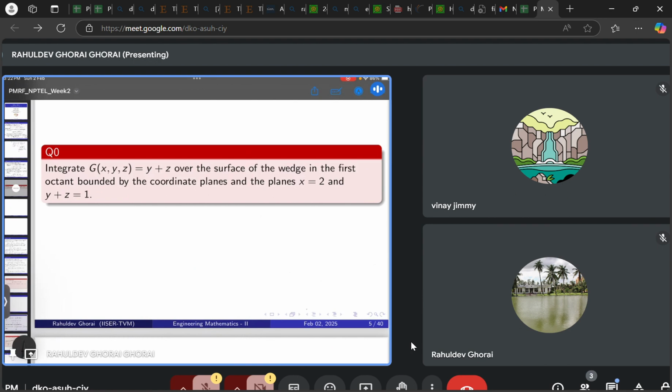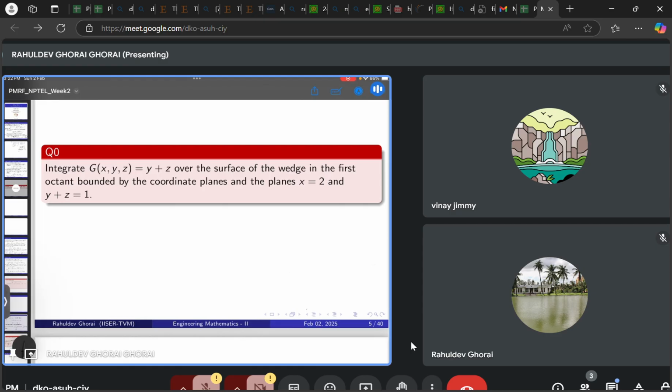So the question is, integrate g of x y z equal to y plus z over the surface of the wedge in the first octant bounded by the coordinate planes, and the planes x equal to 2 and y plus z equal to 1, right? So the surface is bounded by three kinds of planes. The first one is the coordinate planes.